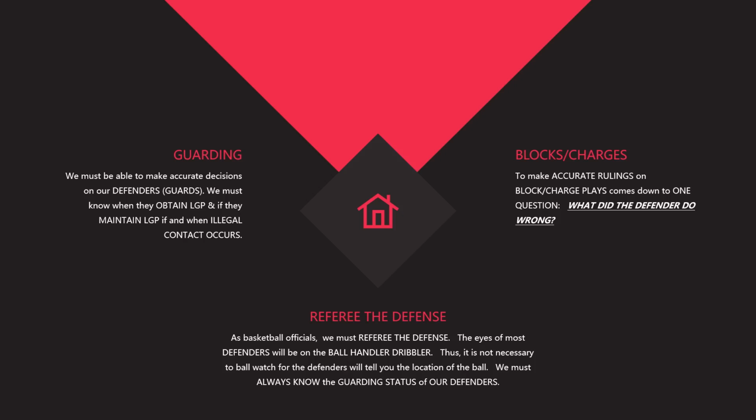As basketball officials, we must referee the defense. The eyes of most defenders will be on the ball handler dribbler, or BHD, as you will see it further in this presentation. Thus, it is not necessary to ball watch, for the defenders will tell you the location of the ball. We must always know the guarding status of our defenders. To make accurate rulings on block charge plays comes down to one question: what did the defender do wrong?